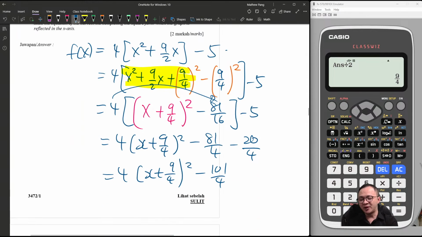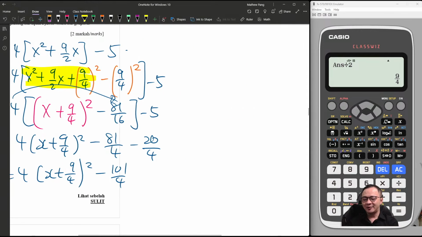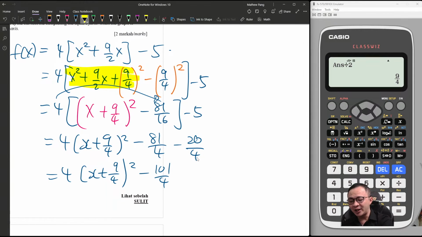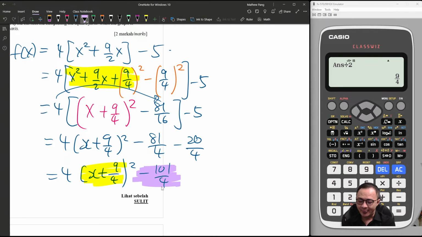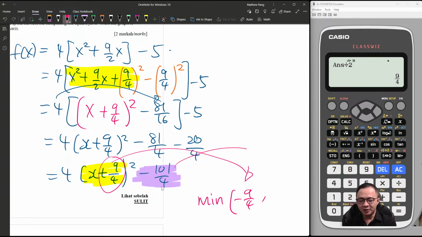We know it's a minimum because it starts with 4. 4 is a positive number, so we know it is a minimum. But what is the coordinate? Remember, the x coordinate we take inside the bracket, and the y coordinate we take outside the bracket. So the minimum point: inside the bracket, this is positive 9 over 4, it will become negative 9 over 4. The sign will be opposite. This one, copy, no need to change anything: negative 101 over 4.